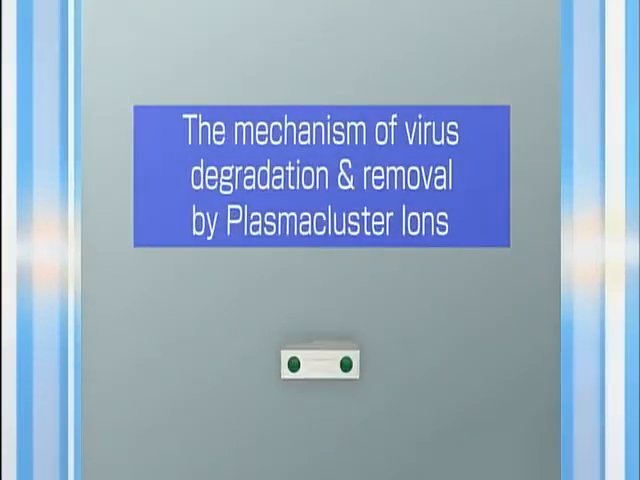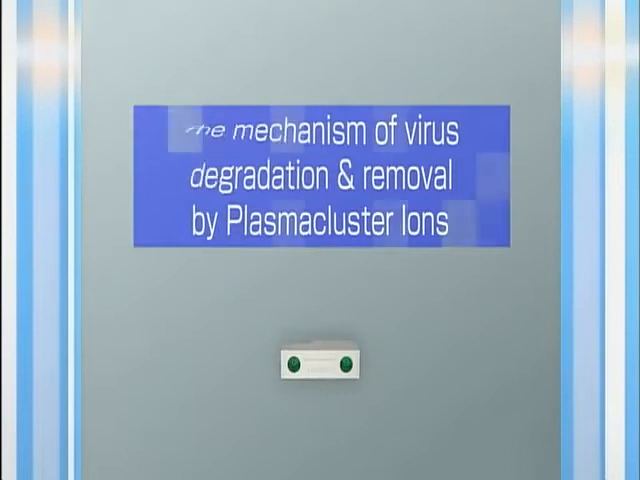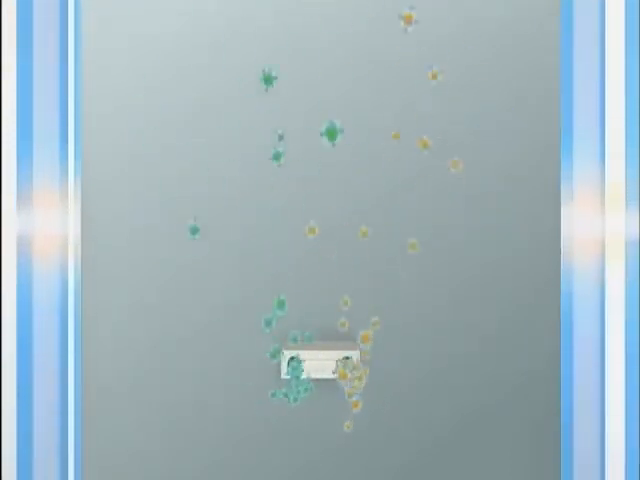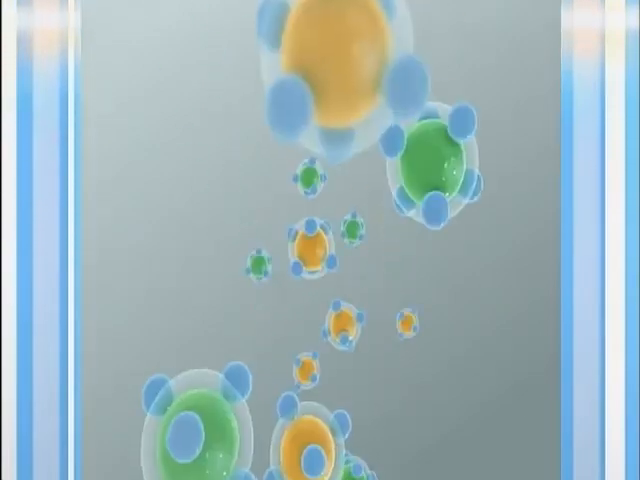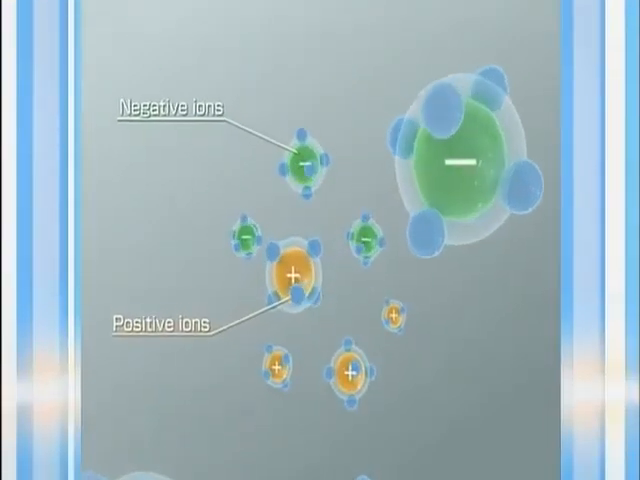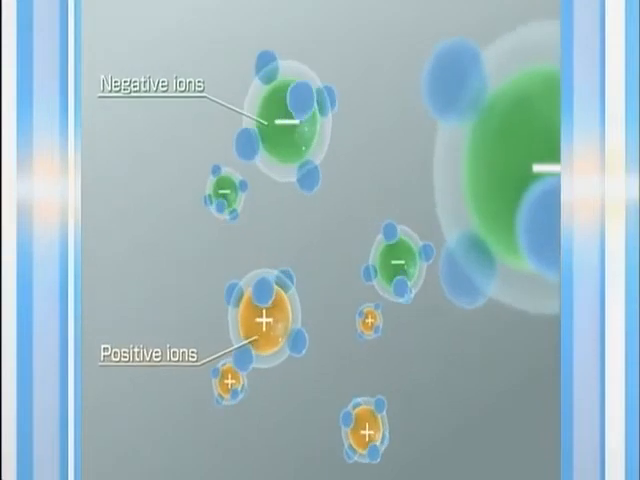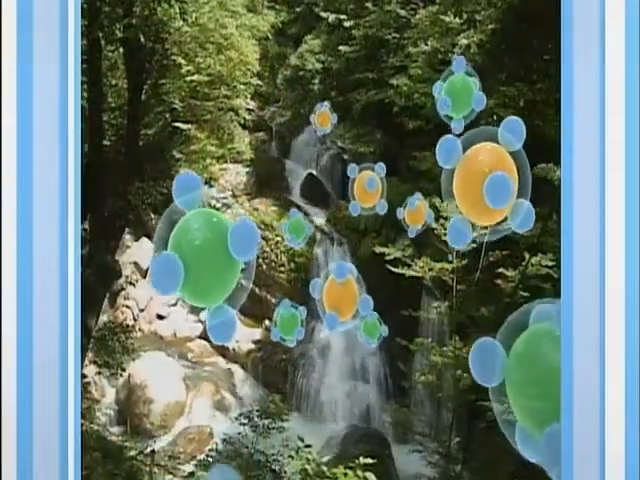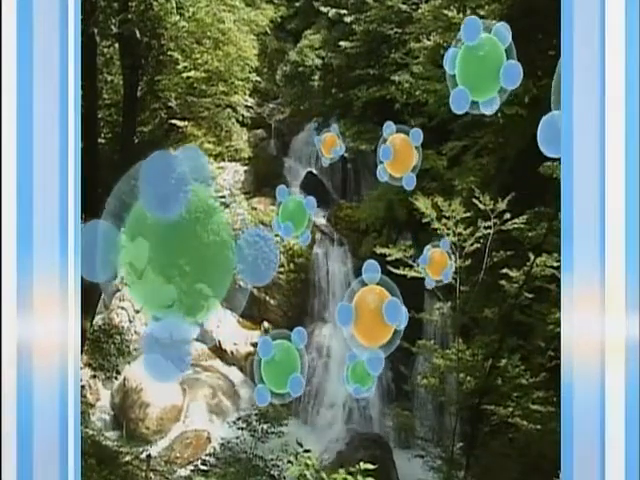Here is the mechanism by which the Plasmacluster ion degrades and removes the viruses. The ion generator produces positive and negative ions from air moisture through plasma electrical discharge. In the same way as ions existing in nature, Plasmacluster ions are very stable when included in water molecules, and high concentration is possible in our living spaces.